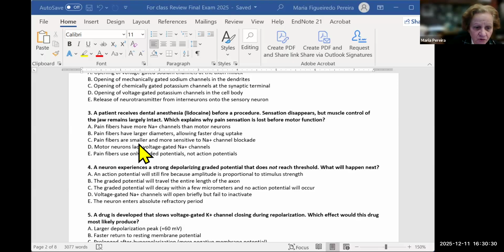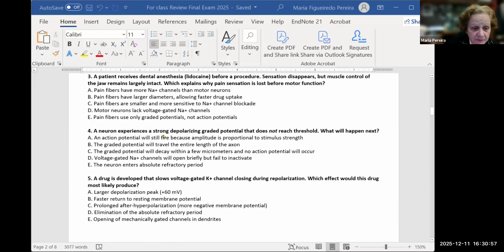C. Pain fibers are smaller and more sensitive to sodium channel blockage. Correct. So lidocaine inhibits the opening of sodium channels, and the pain fibers are more sensitive to this local anesthesia. So C is the correct one.